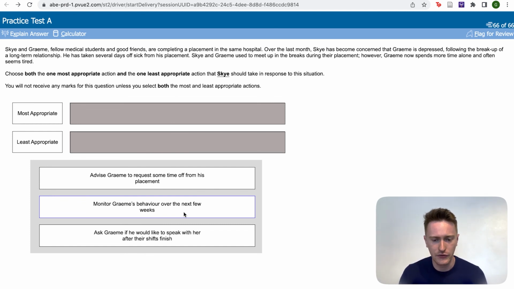And finally, ask Graham if he would like to speak with her after their shift's finished. I think that's most appropriate. Asking a friend what's going on, how you can help, I think that's always going to be most appropriate. So I'd say this last one is most appropriate, this one is least appropriate, and this one is in the middle.